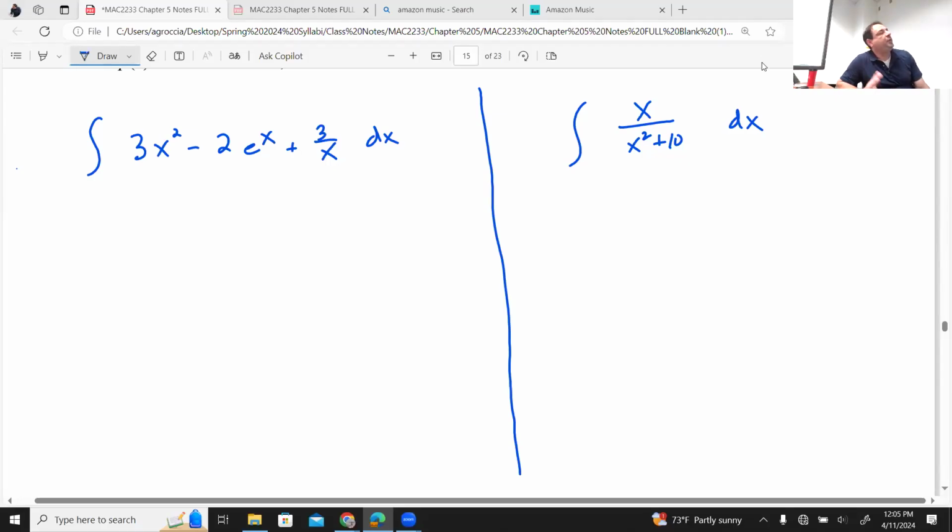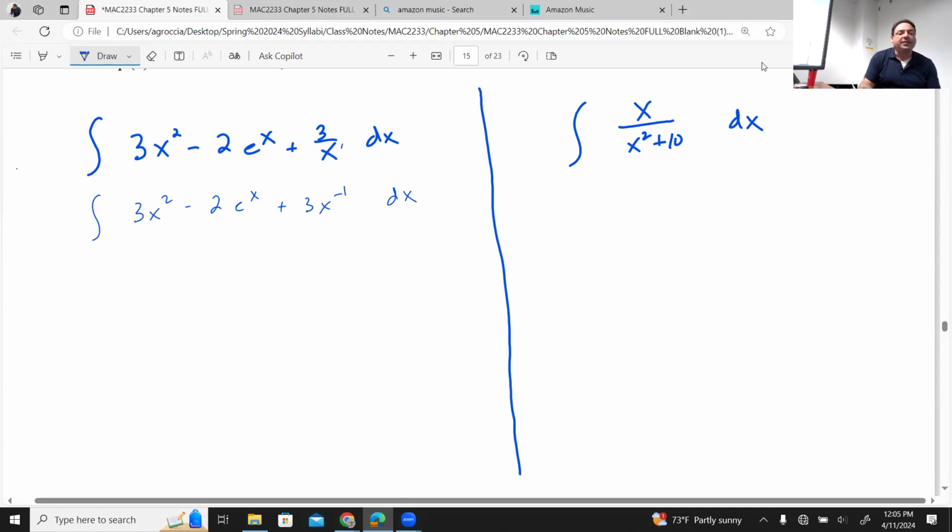So we have two examples. The one on the left is a straightforward integral, let's say, and the one on the right would be a u substitution one because it's a little bit more complicated. Now, remember, if you want to rewrite it, it's always a good idea. This would be 3x squared minus 2 e to the x plus x to the negative 1 dx. If that helps you to rewrite it, please rewrite it.